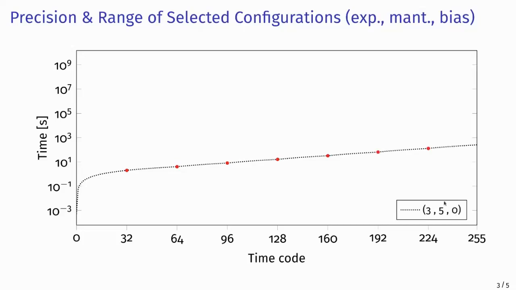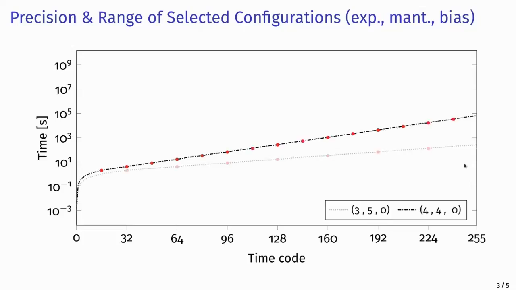to the values itself. In this configuration, we have the red dots, and everything between the red dots is the mantissa, or the precision itself. Every time we encounter a dot, we have gone through a full mantissa range, so we increase the exponent. We have a fairly large precision here, but the range itself is really low. We only reach close to 1,000 seconds, which is not enough for our use cases. If you look at another configuration, which is 440, so 4 bits exponent, 4 bits mantissa, we can see that the precision itself is halved.